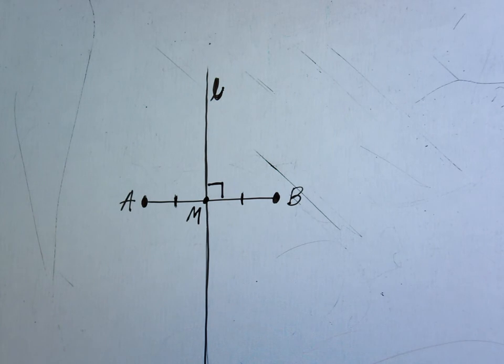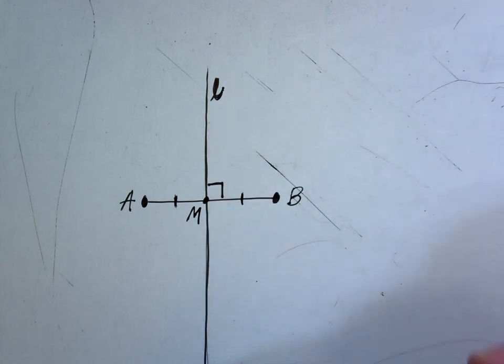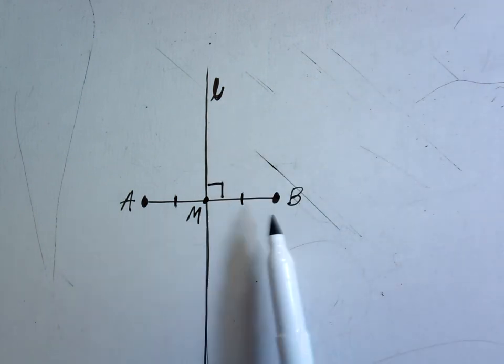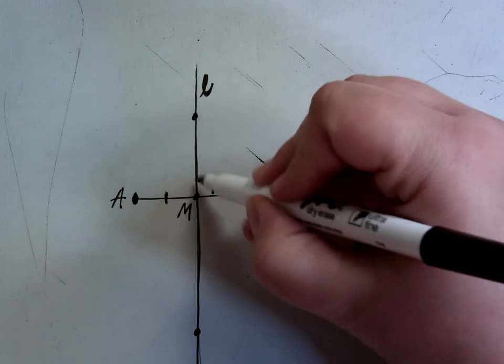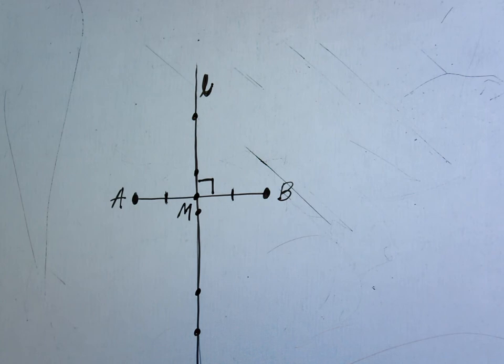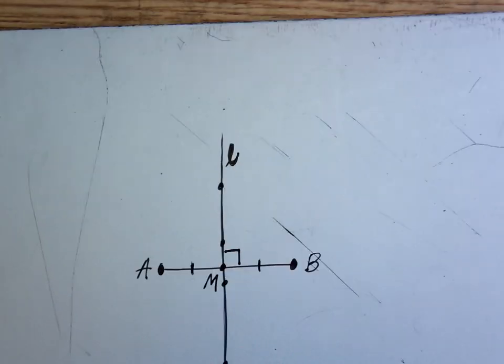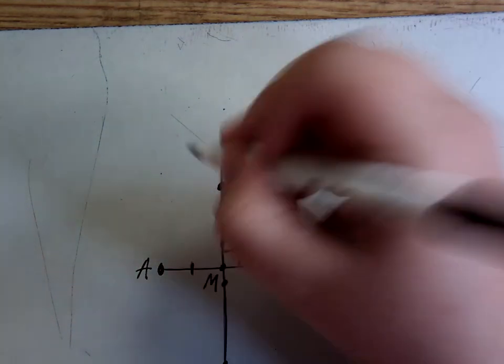Now, what the perpendicular bisector theorem says is that every single point on the perpendicular bisector of a segment is equidistant from the endpoints of the segment. Every single point on line L is an equal distance from A and from B. So it doesn't matter whether I choose this point, or this point, or this point, or this point, or this point. They're all an equal distance from A and B. Let's prove it. I'm going to take this point, and let me call it point C.